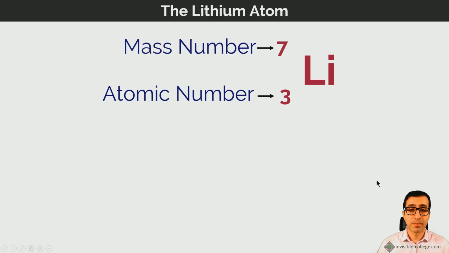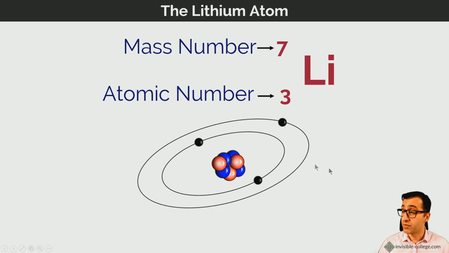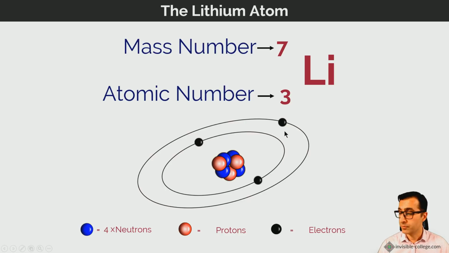So we have the atomic number and the mass number, and this reflects the structure of the atom, because again, in an atom you have an equal number of protons and electrons, and so if the atom has an atomic number of 3, we would expect 3 protons and 3 electrons. The neutrons are simply the mass number minus the atomic number, and so we see we have 4 neutrons here. So 3 protons, 4 neutrons, and 3 electrons.